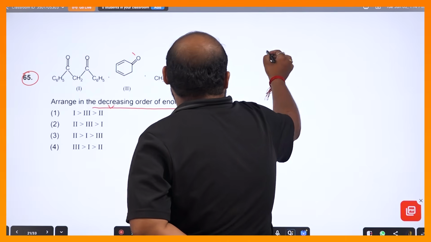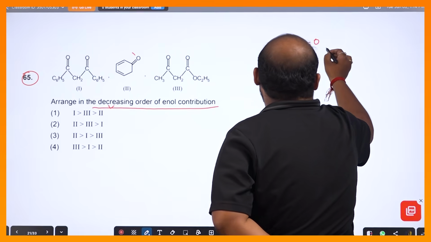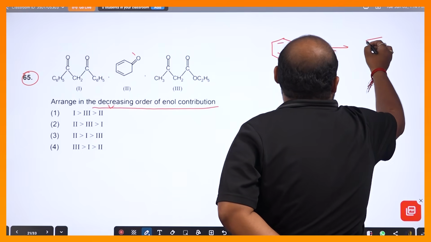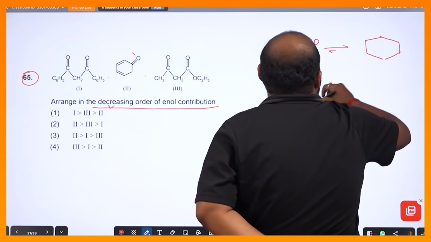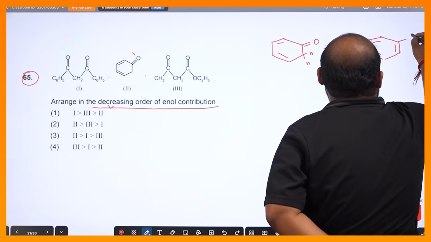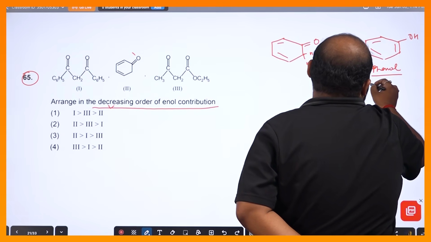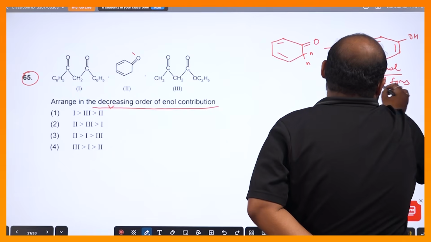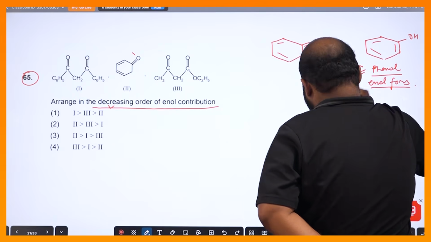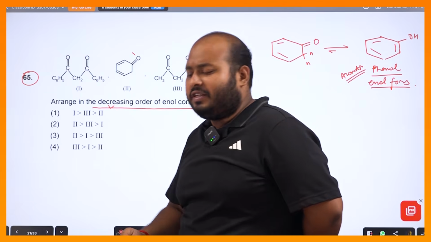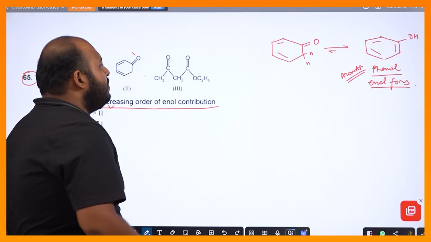As I can see here, option 2 forms the aromatic enol, that is phenol in this case. This is the enol form, and as this has become an aromatic form, it will be very high in stability, and the majority of the compound will exist as the enol form only. So this will be the highest.